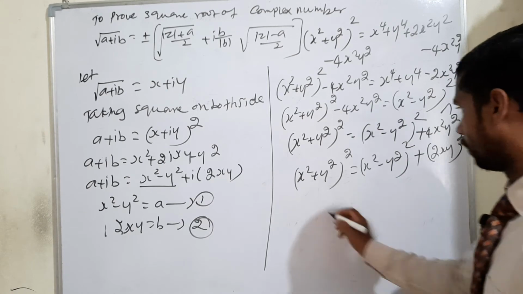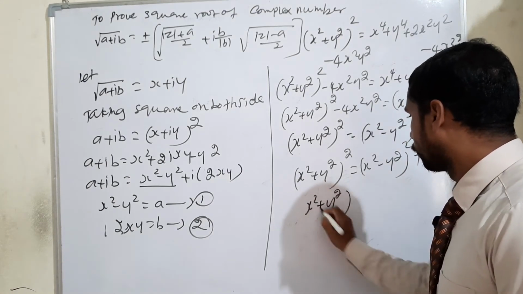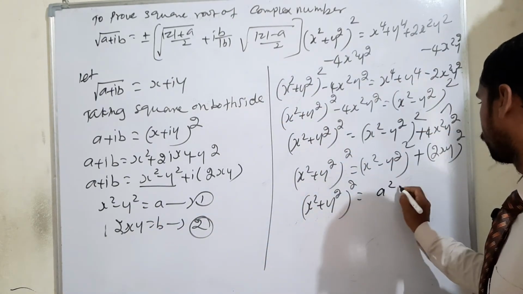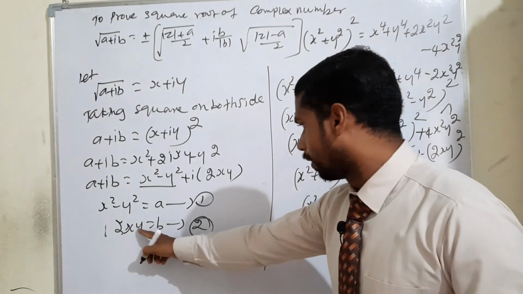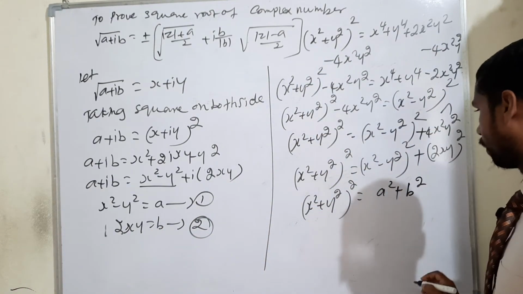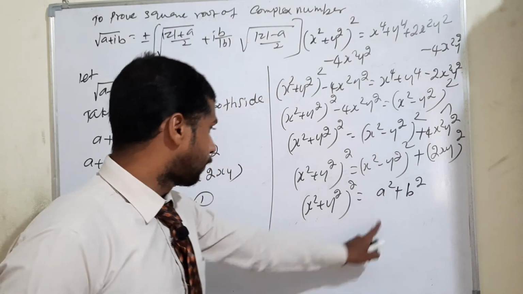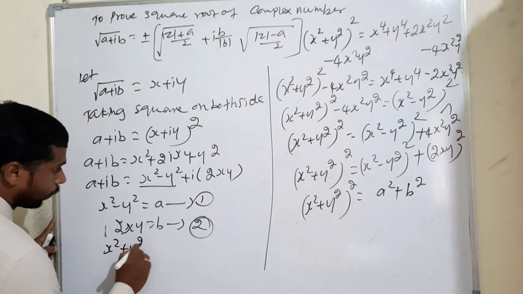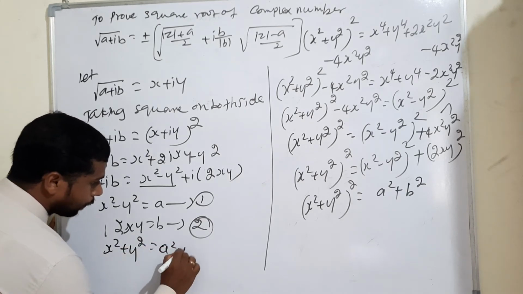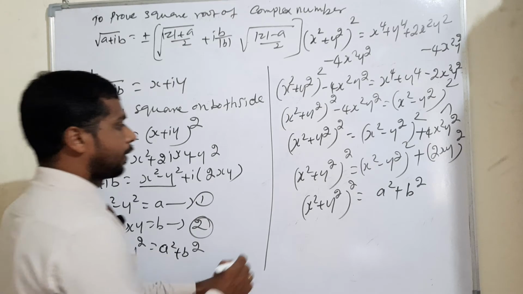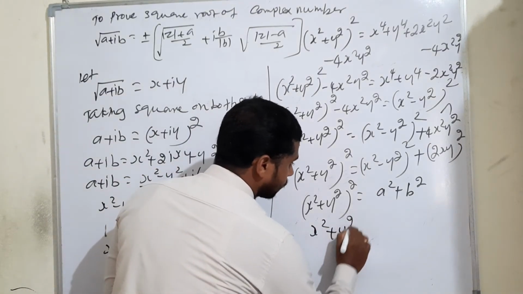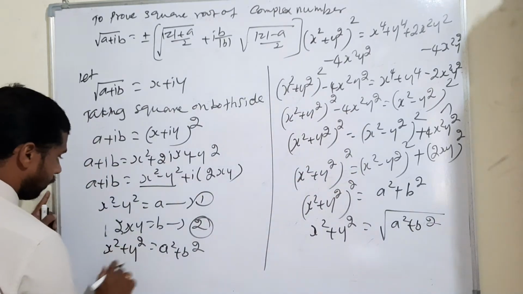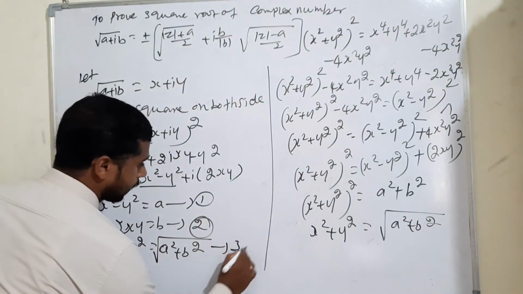So now x square plus y square the whole square is equal to, what is x square minus y square? a, isn't it? So a square plus 2xy, which is b, so a square plus b square. Now you can join; this is considered equation number 3. Okay, so x square plus y square is equal to a square plus b square. Otherwise we can write it like that, then only it will be easy: x square plus y square is equal to the square root of a square plus b square. This is equation number 3.